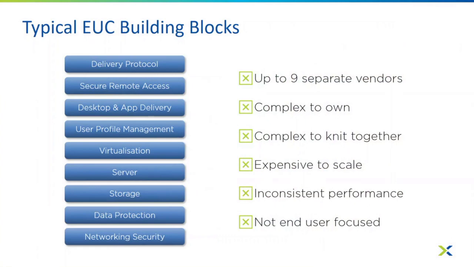If we look at the typical building blocks in an EUC solution, we're talking about up to 9 separate components or 9 separate vendors. From the top of the stack to the bottom, we're talking about delivery protocol to get that application out to your employees, secure remote access, ensuring that it's secure, the actual desktop or application delivery, user profile management, virtualization technologies, server, networking, data protection, storage, and so on. There's a lot of building blocks required to build a successful EUC solution.